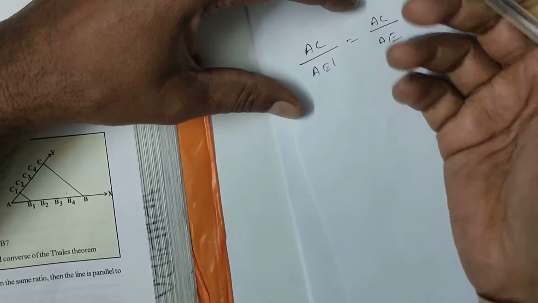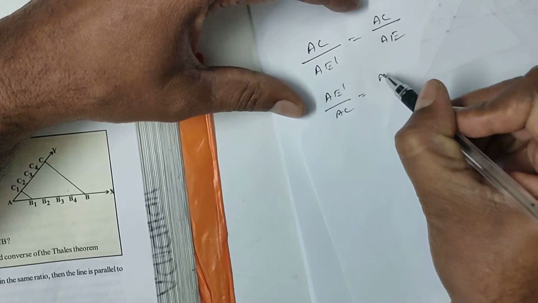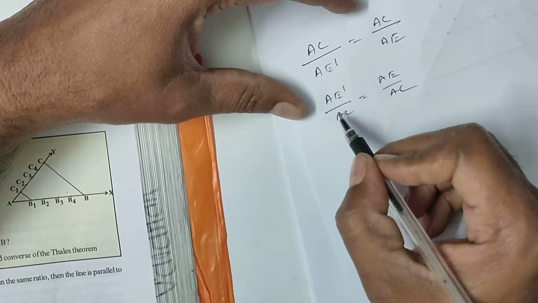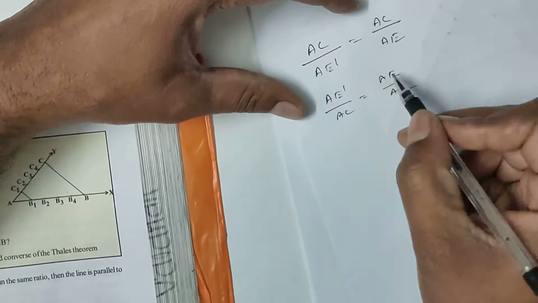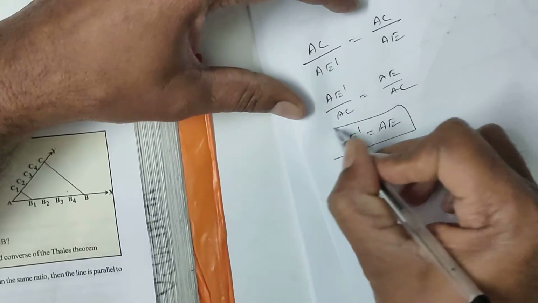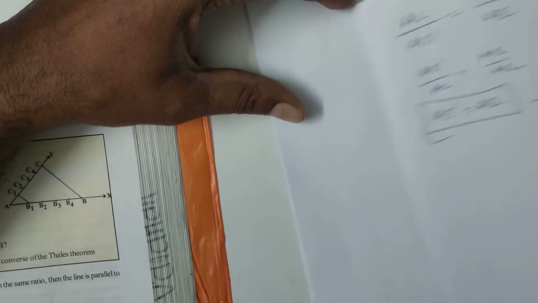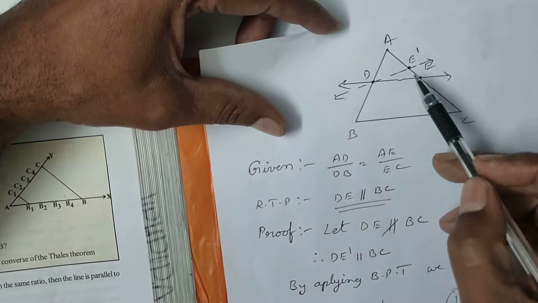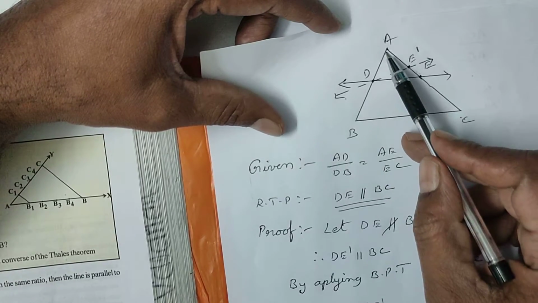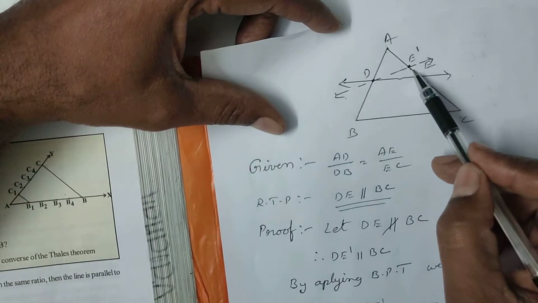Again invertendo means if you reverse it, AE dash by AC is equal to AE by AC. RHS are equal, the denominators are equal, so numerators also will be equated. So you have AE dash is equal to AE. Okay, you got AE dash and AE are equal. If you see the figure, clearly E dash is another point, E is another point. So 100% you won't get AE dash as AE. AE is different, AE dash is different.